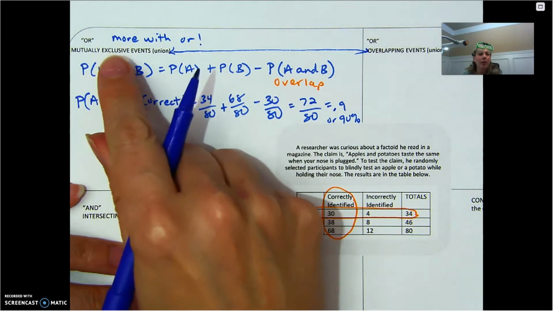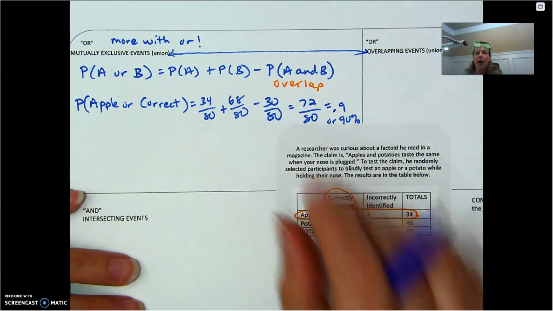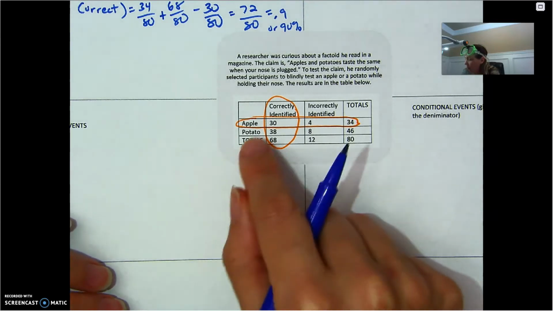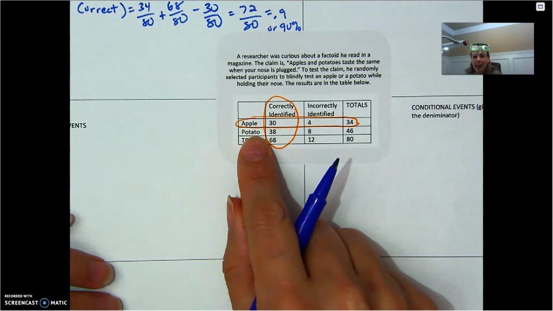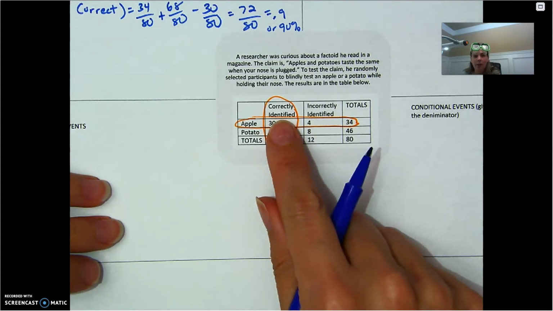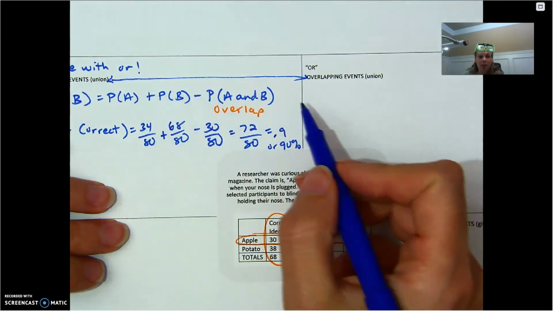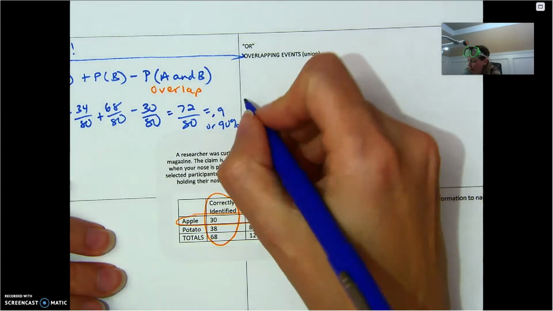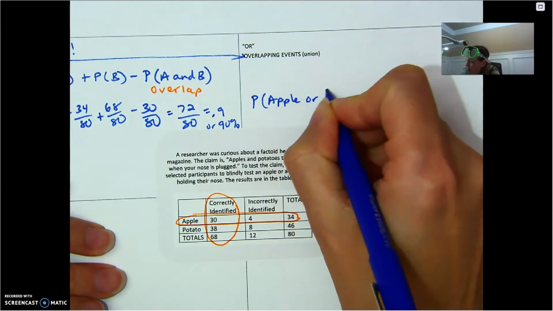Mutually exclusive. Okay, mutually exclusive is when two events are an or problem, but they do not overlap. So in this table, an example of mutually exclusive would be apples and potatoes. Right? Because you're either eating an apple or a potato, you're not eating both of those at the same time. Or you're either correct or you're incorrect. You can't be both. Okay, so mutually exclusive events follows the same formula, but there's no overlap that you have to worry about. For example, probability of eating an apple or potato.